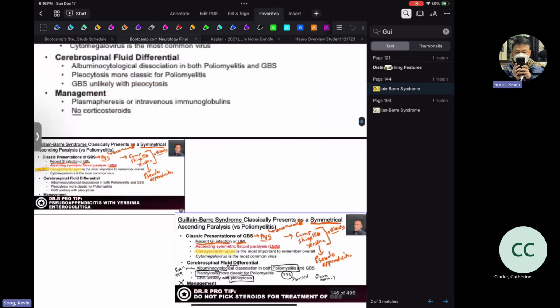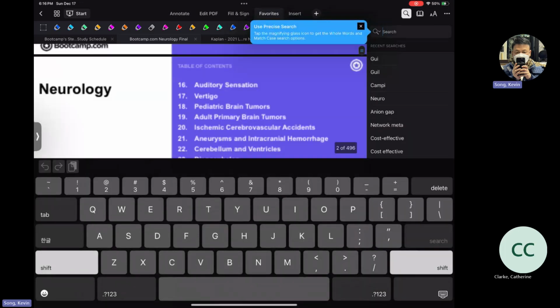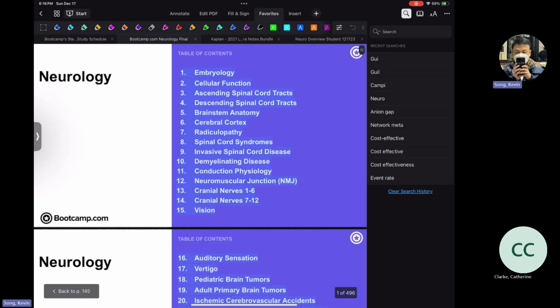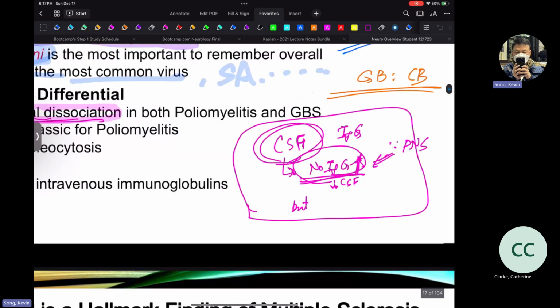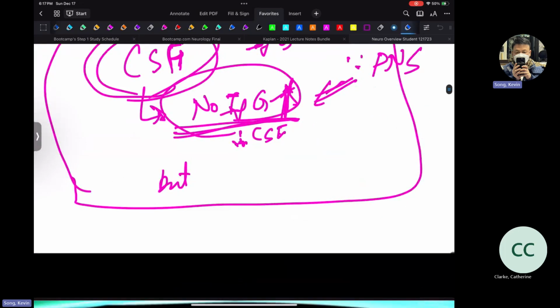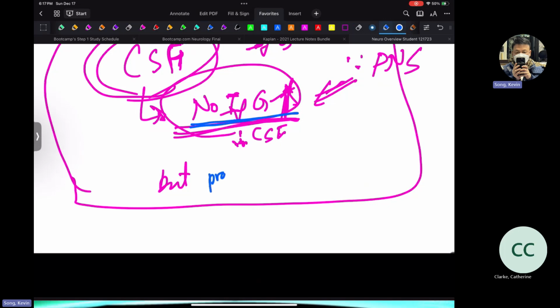Okay, so this is what it means. So protein level is increased, but there are no inflammatory cells in the PNS and CSF, while the protein level increases. That's what albuminocytological dissociation means. Protein increases, but no inflammatory cells, no antibodies increase.